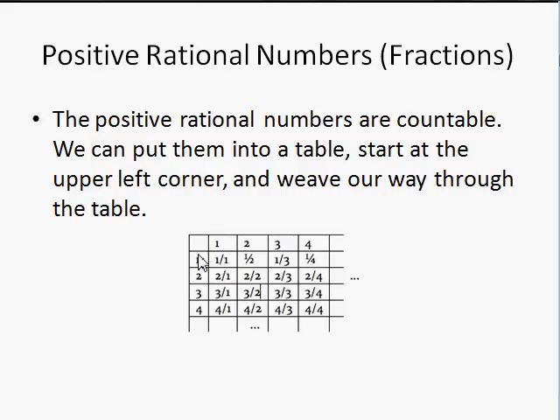You make a table. These are numerators. These are denominators, and inside here are all the fractions. So here we have 1 over 1, that's this one, and then 1 over 2, and 1 over 3, and so forth. So we just make this big old infinite table. It has infinitely many rows and infinitely many columns, but it has this upper left corner.